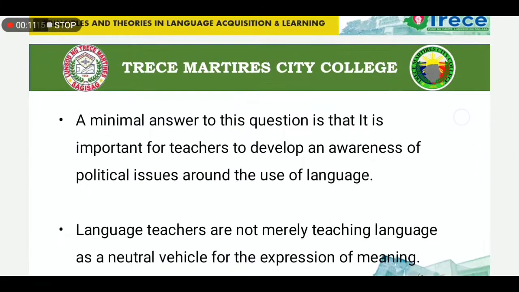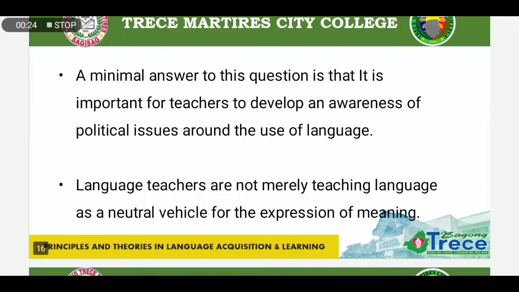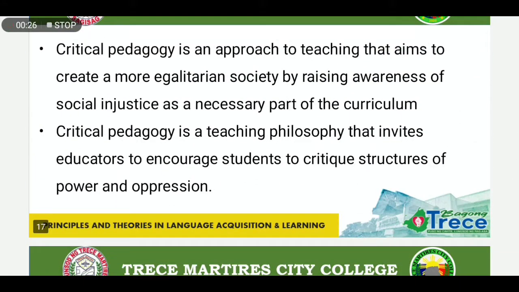A minimal answer to this question is that it is important for teachers to develop an awareness of political issues around the use of language. Language teachers are not merely teaching language as a neutral vehicle for the expression of meaning. Critical pedagogy is an approach to teaching that aims to create a more egalitarian society by raising awareness of social injustice as a necessary part of the curriculum.